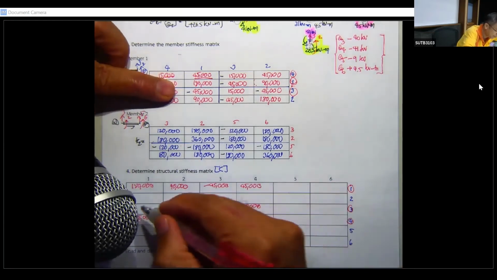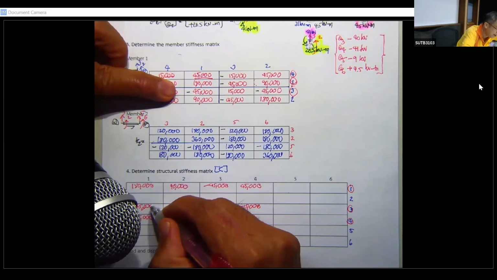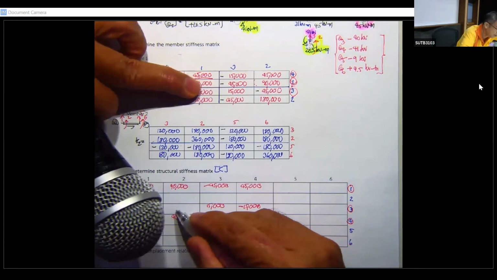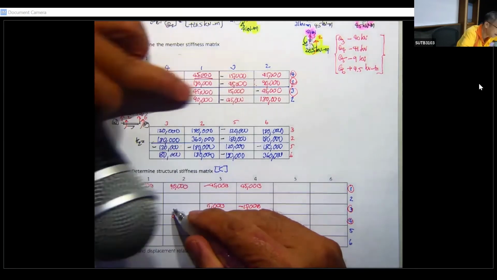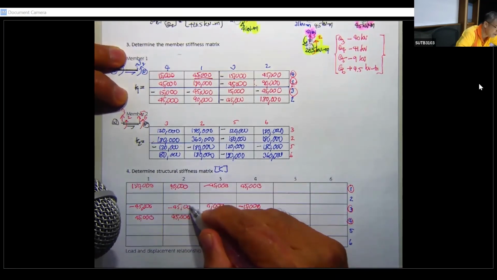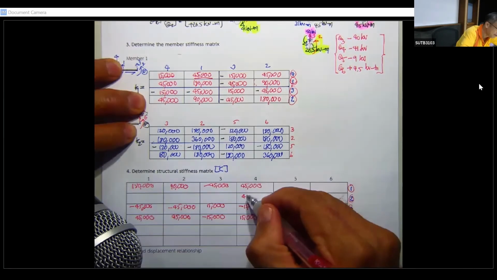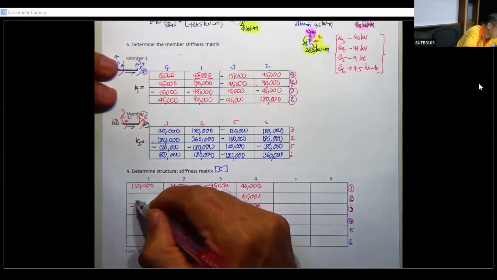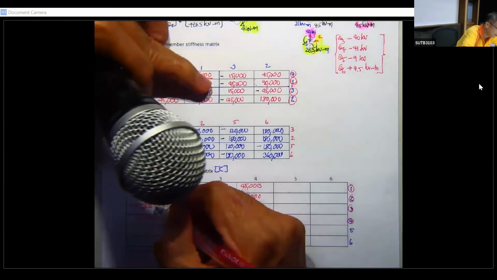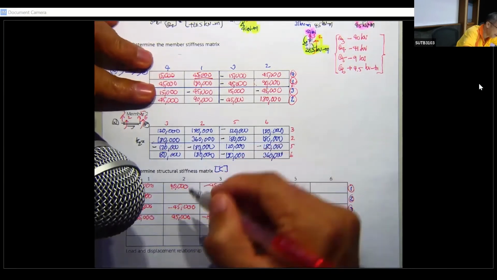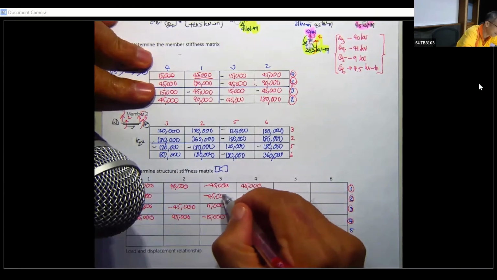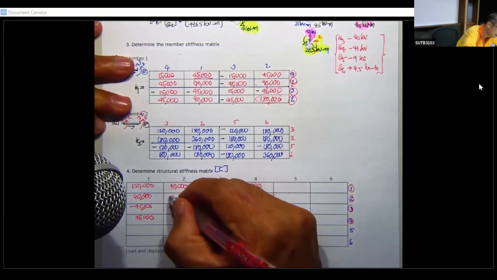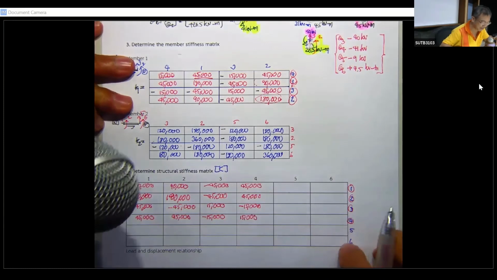15,000 and 45,000 go to 1, 45,000, and then go to number 3, that is 15,000, and then number 2 is here, minus 45,000, and then we come to number 2 and 4, 45,000, jump to number 1 over here, 90,000, and then number 3 minus 45,000, and then the last one minus, okay, that's not minus, yeah, this one 180,000, and I'd like you guys to check whether it's okay or not.